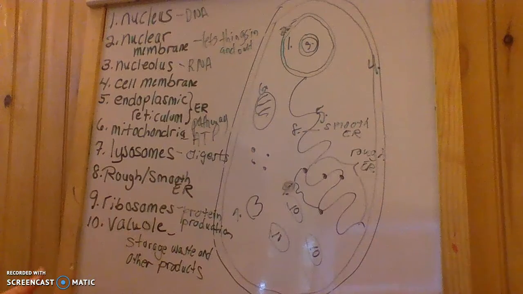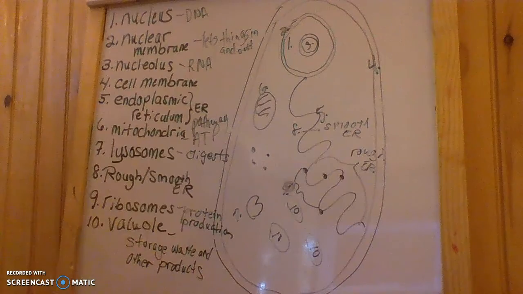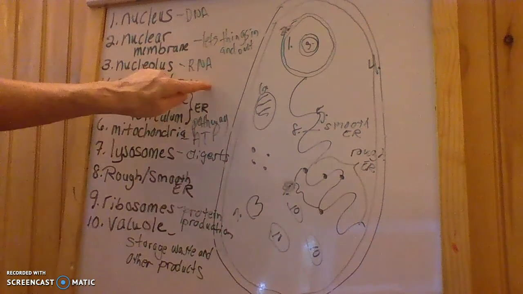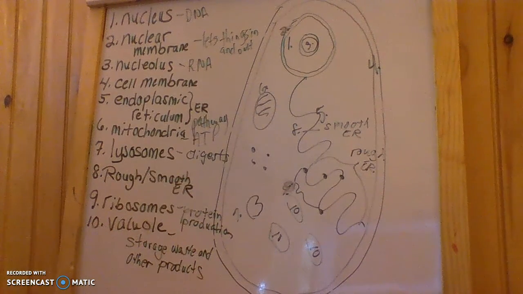So please be prepared with a blank sheet of paper to be able to draw a cell, a eukaryotic animal cell, to place in the organelles, label them, and give brief descriptions of those. And again, I did not put in here, cell membrane lets things in and out. But again, you can go back to the Screencastify as many times as you need to practice.